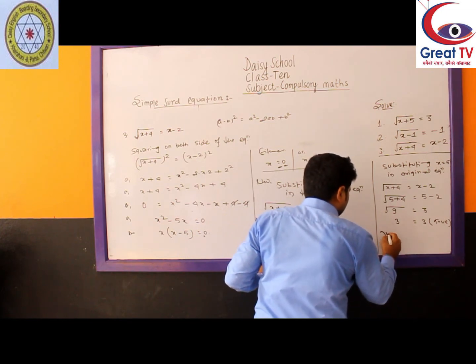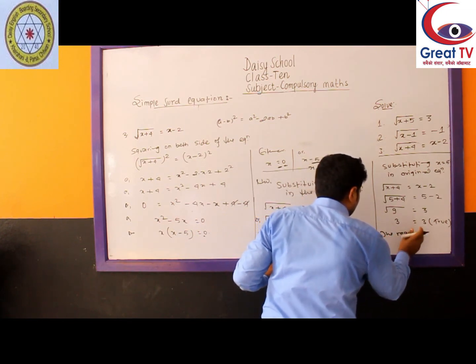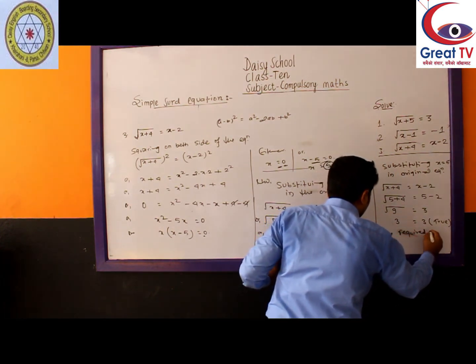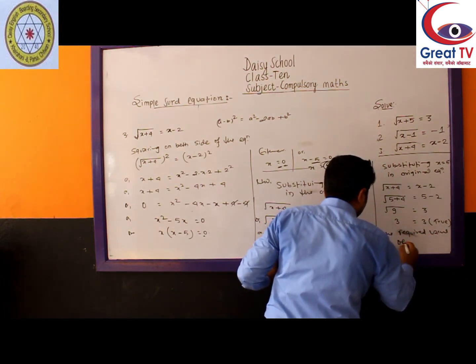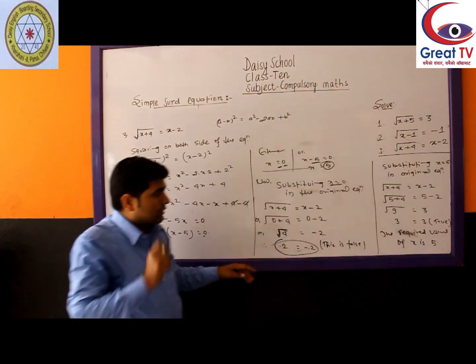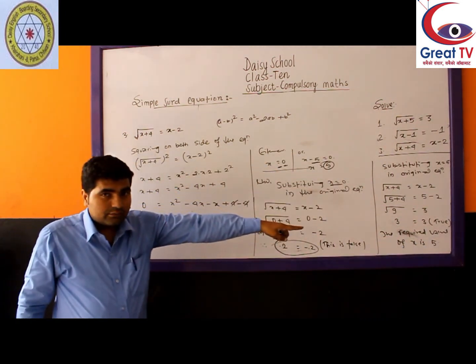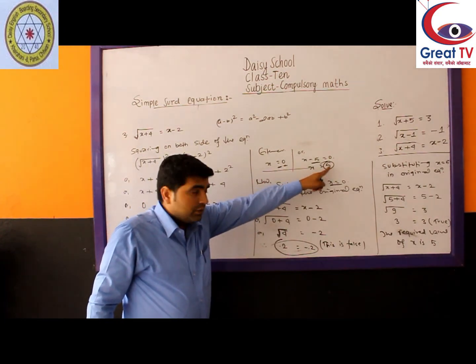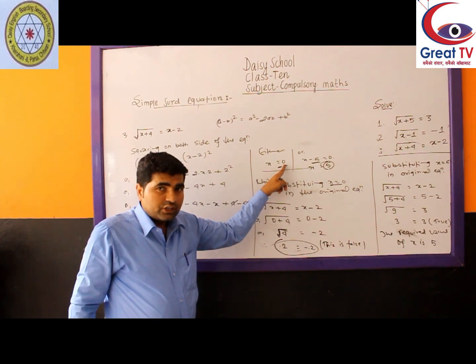Therefore, the required value of x is 5. Now the solution of this equation is only 5. 0 is not a perfect solution. The perfect solution is only 5. This one, 0, is the extraneous solution or extraneous root.